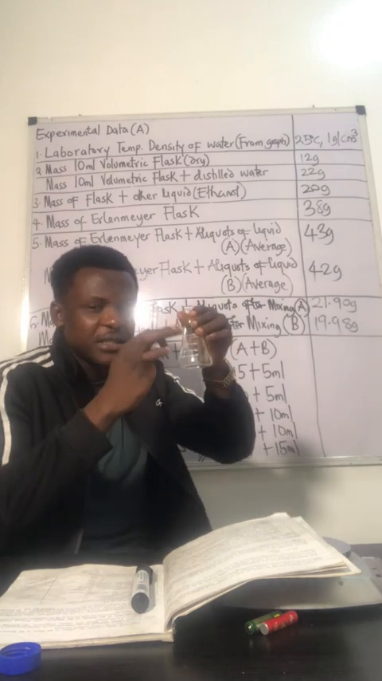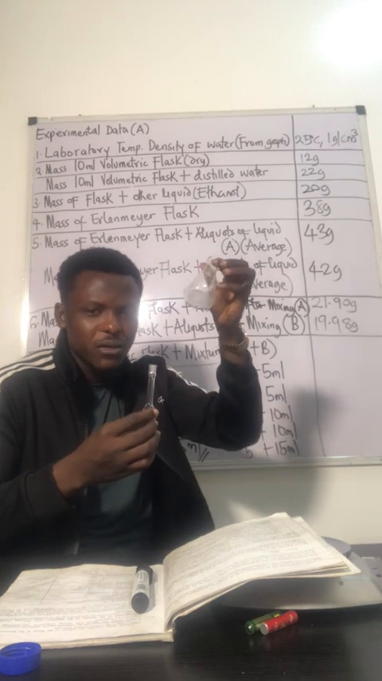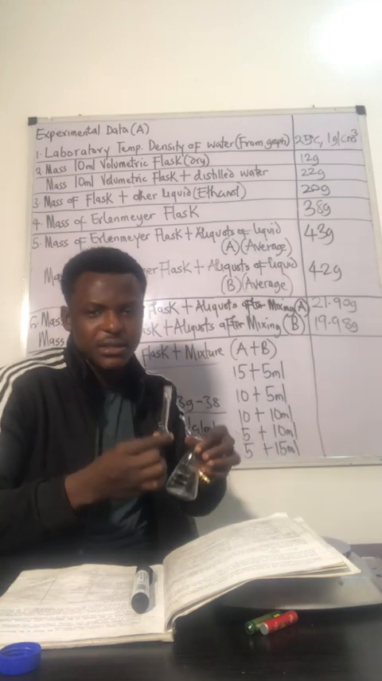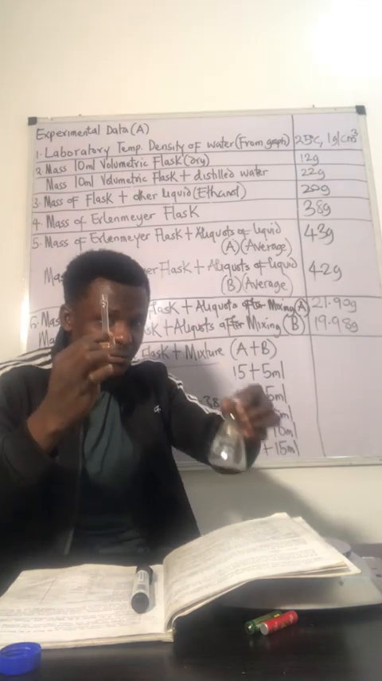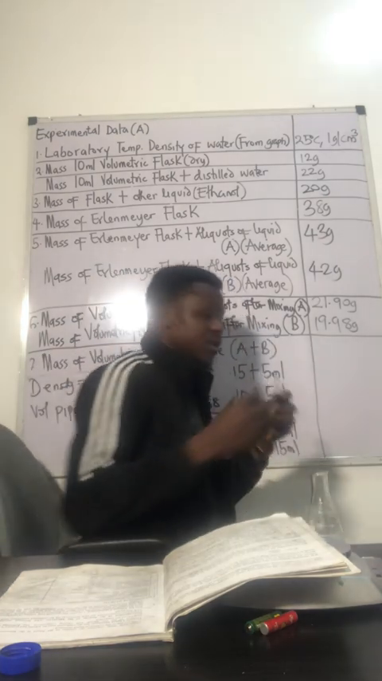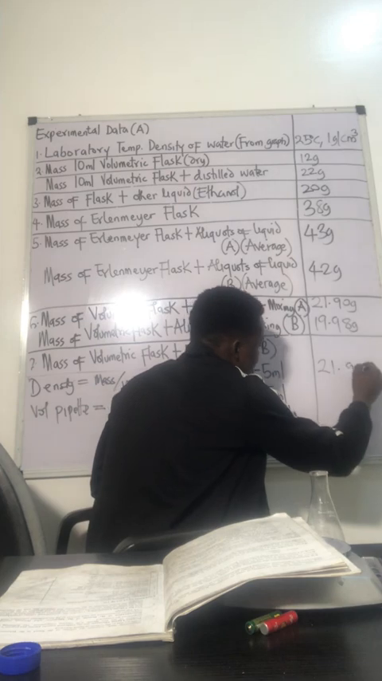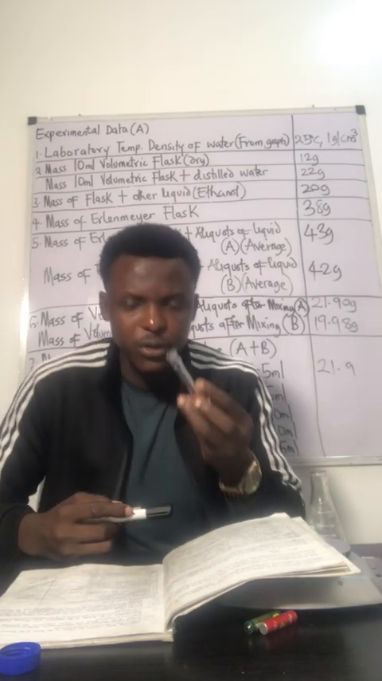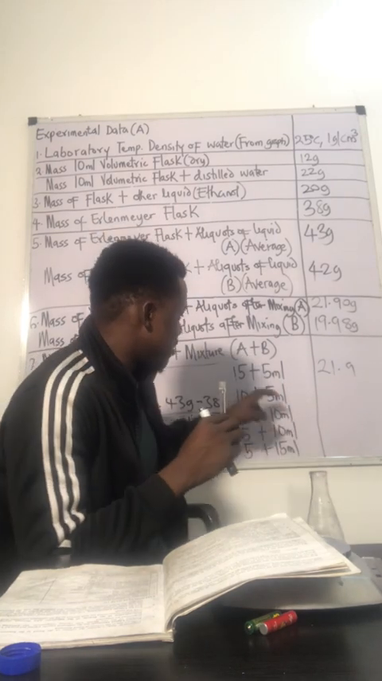Now transfer this mixture, take 10 ml out of this and fill this. Take 10 ml from here and fill here, because this flask is 10 ml. Once you do that, I've already done this before, so we're going to get something like 21.9. Once you do that, you can now solve for the density of this mixture.